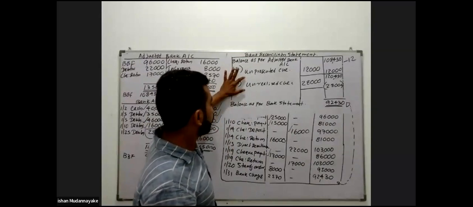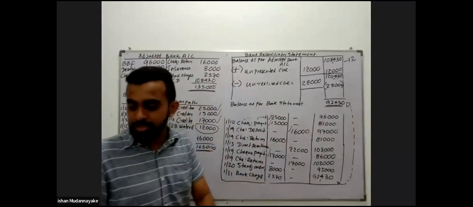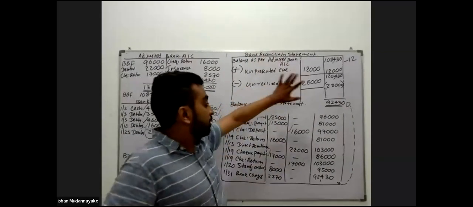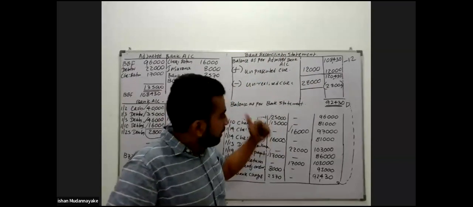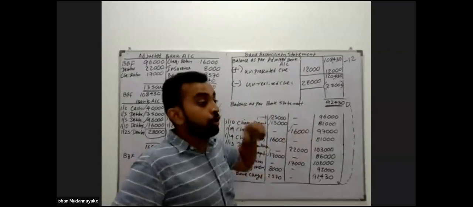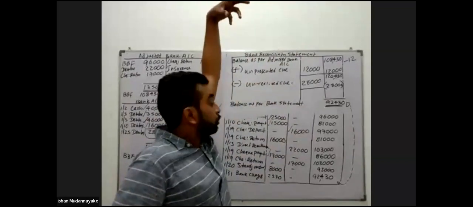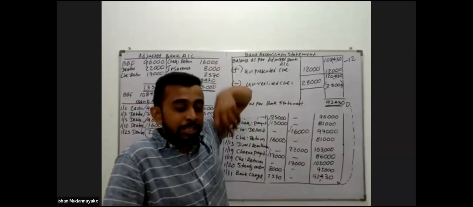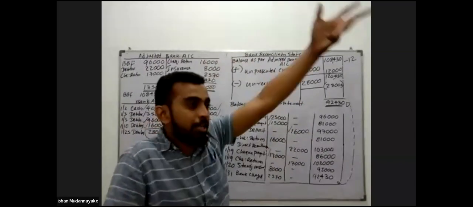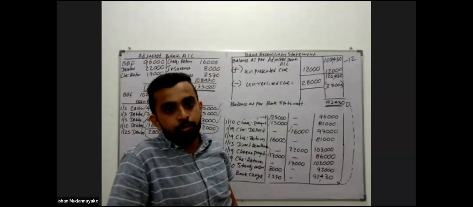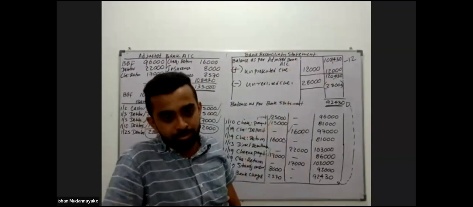No need to pass double entries here. This is only a manual statement, a manual document prepared to provide reasons for the difference to the top management of the business. Through the bank reconciliation, the business can provide reasons for the difference between the bank account and the bank statement to the top management.